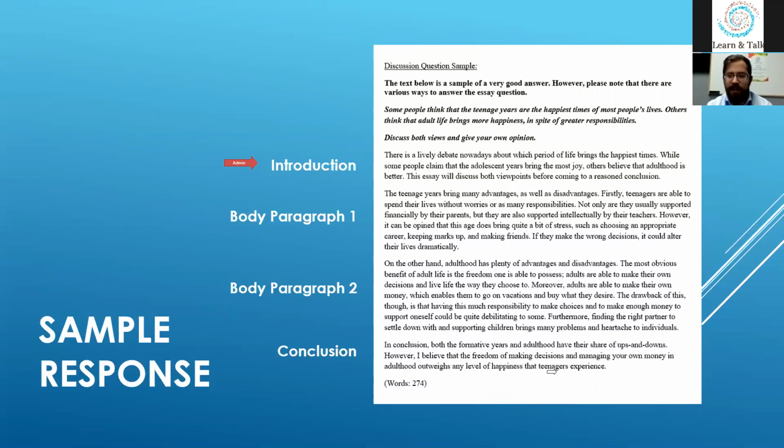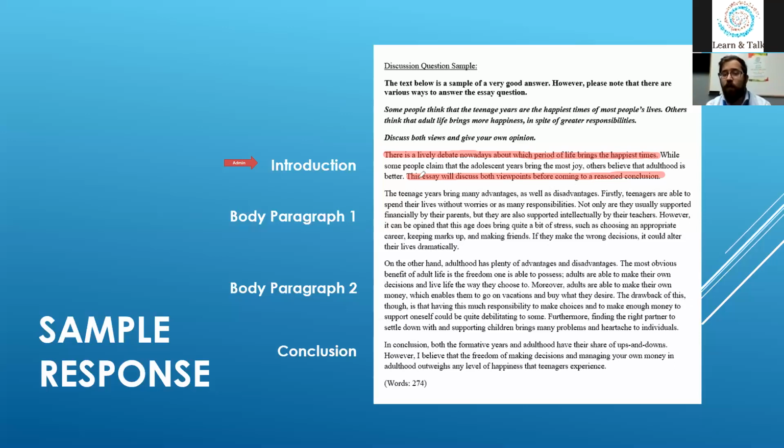Well, we have our introduction, and it introduces the topic. There's a lively debate nowadays about which period of life brings the happiest times. While some people claim that the adolescent years bring the most joy, others believe that adulthood is better. This essay will discuss both viewpoints before coming to a reasoned conclusion. Okay, so this is fantastic. We introduce the topic, we show what the two paragraphs will talk about, and then we say this is what our essay will look at, both viewpoints.